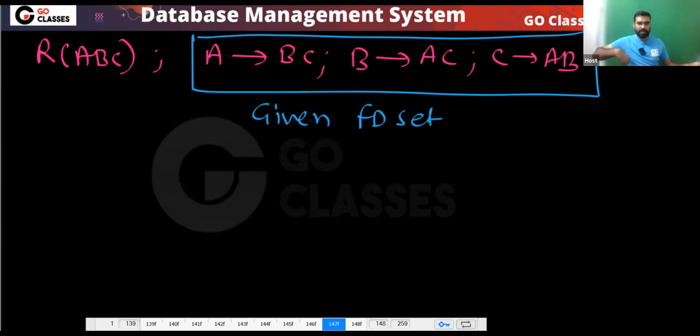This is the given set of FDs. My first question: is this minimal? Is this irreducible?